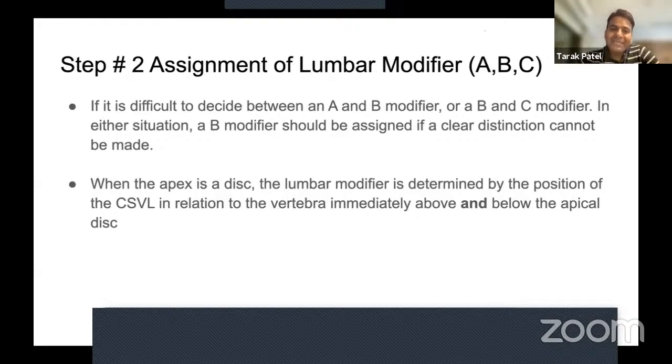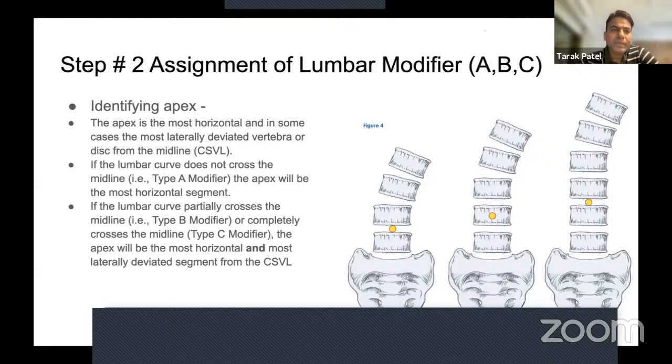And when the apex is at a disc, the lumbar modifier is determined by the position of the CSVL in relation to the vertebrae above and below. It is very important to identify the apex first, and basically the apex is the most horizontal vertebra, and in some cases it may be the most laterally deviated vertebra. So in modifier type A, where it is not deviated, it is the most horizontally placed vertebra or the disc is the apex, while in the type B or type C modifier, it is the most horizontal as well as the most laterally deviated vertebra.